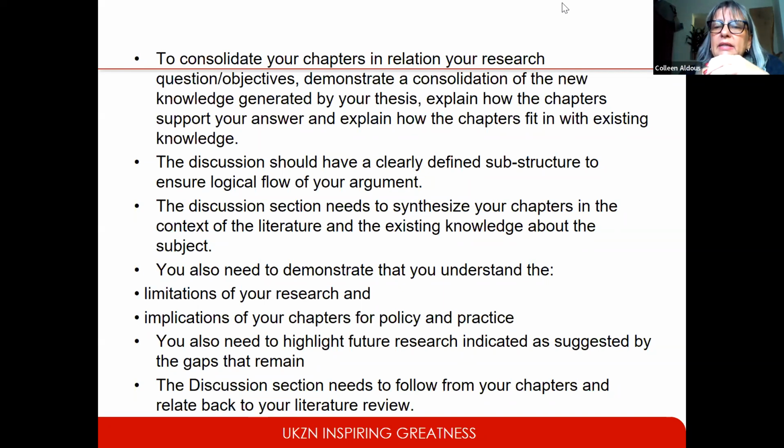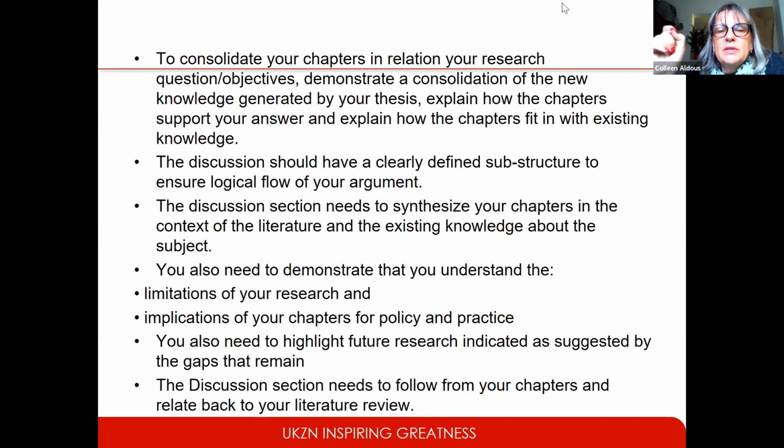Again, have a clearly defined substructure. So I would say that for each paper that you have published, you discuss it here in relation to the bigger question, but do not repeat. Do not do the same thing. I said, don't create a redundancy. It needs to synthesize your chapters. I've spoken about that. Make sure the golden thread goes through.